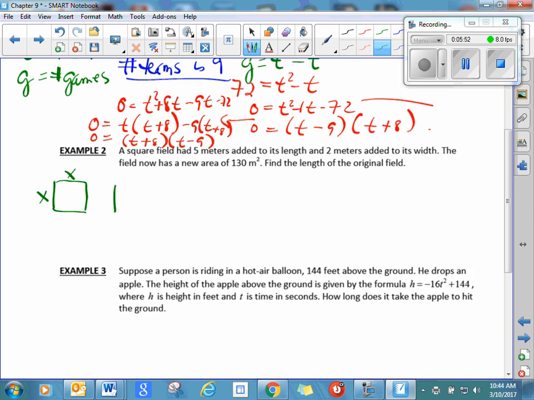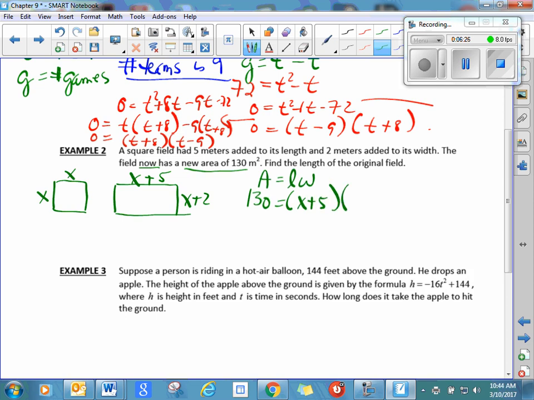So we have a longer rectangle now when we add 5 units to the length and 2 units to the width. Our new figure looks like this, and it's a rectangle. And it says the field now, so there's an important word. Not the original field, but the new field has a new area of 130 square meters. So we know area is length times width. 130 is equal to the length times the width. And we need to go ahead and multiply.